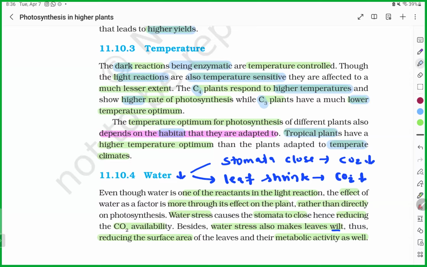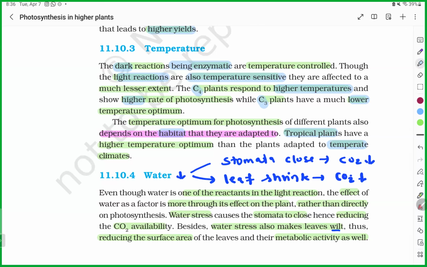Example, Jordan, you are there. Yes, sir. So Jordan, you are adapted to Bangalore temperature. Now you go to Kerala. So your temperature optimum is different. Yes, sir. So you will face an issue in Kerala, in Pala city, right? Exactly. That's what the temperature role is. Understood well? Any doubt?